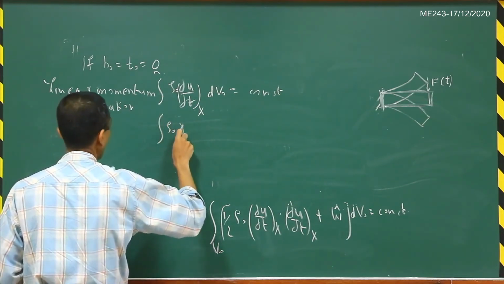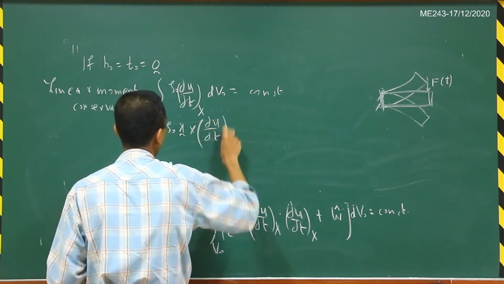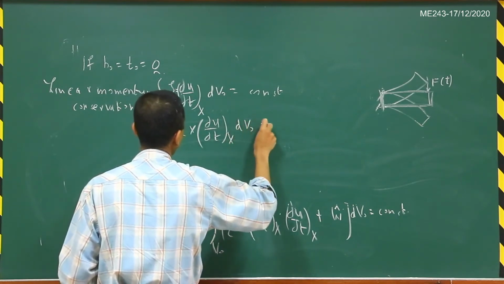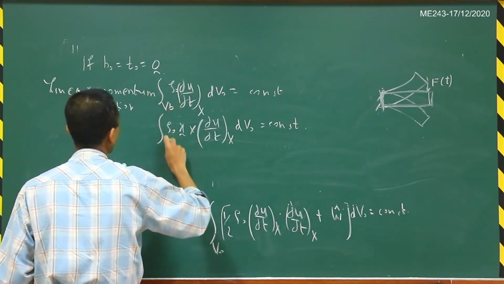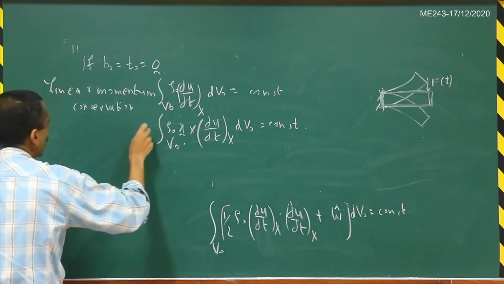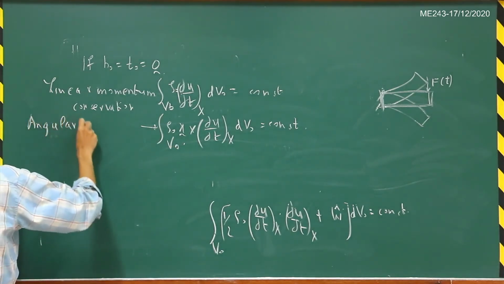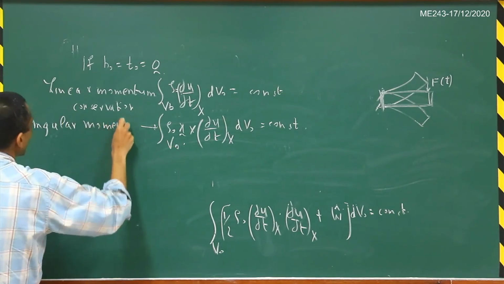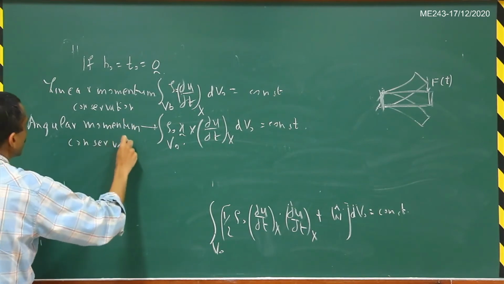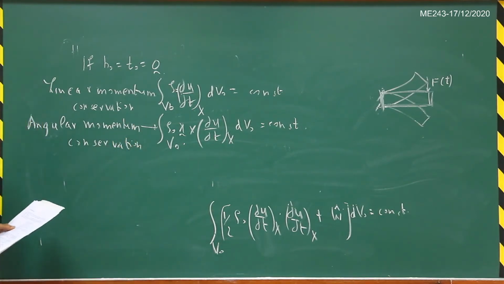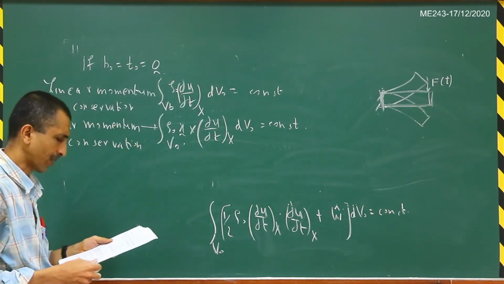So chi or x cross del U by del T, keeping capital X fixed, dV naught is equal to a constant. So this is over V naught, this is also over V naught. Okay, so this is the angular momentum conservation, right? And as I already discussed, the energy would also be conserved if your T naught and B naught are equal to 0. Right? So that's the idea here.